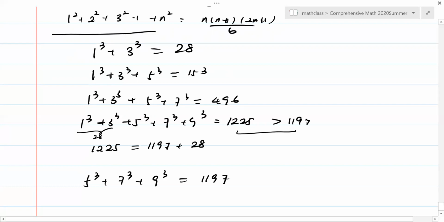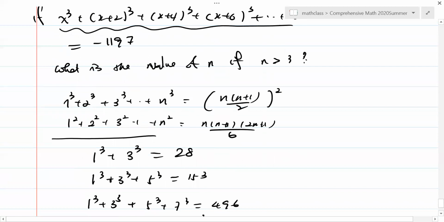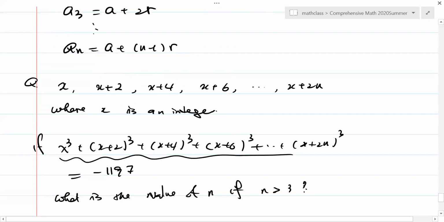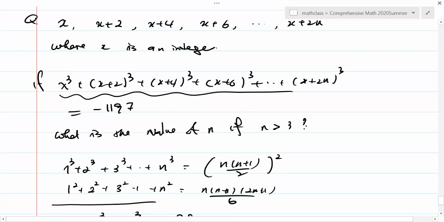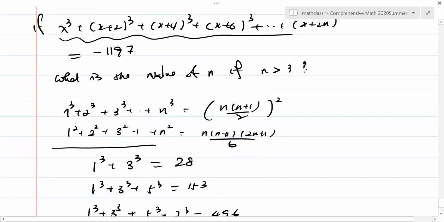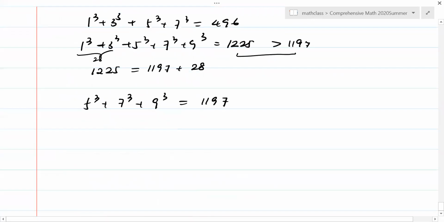But then you say I solved the problem, since the sum of those three numbers cubed is 1,197. But the problem says n is greater than 3, so I need more than 3 terms. I cannot have just 3 terms. But that's okay.